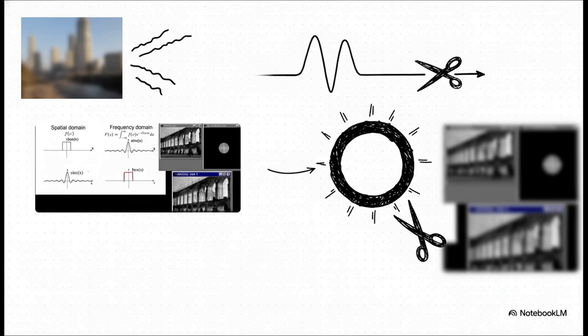Instead of blurring the image by averaging pixels, what if we tried to blur it by messing with its frequencies? A pretty intuitive way to do that would be to just chop off all the high frequencies, right? Get rid of the sharp details. Well, doing that is the exact same thing as applying a sharp, box-shaped filter in the frequency domain. You're basically telling the image, keep the low frequencies, throw away everything else.